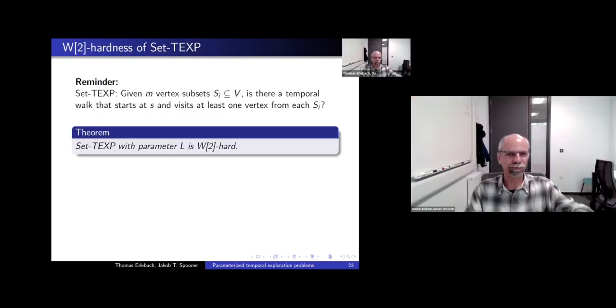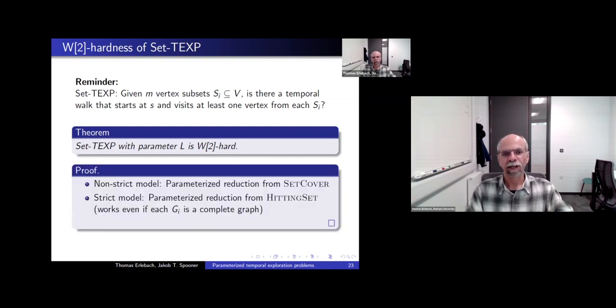And because I should finish soon, the W-hardness result for set text is simple reductions from set cover or hitting set, which work both in the non-strict and the strict model. In the strict model, this is W[2]-hard, even if the graph is a complete graph in every step.